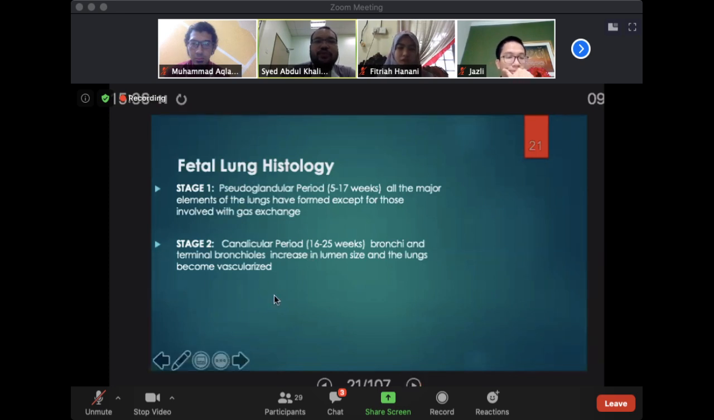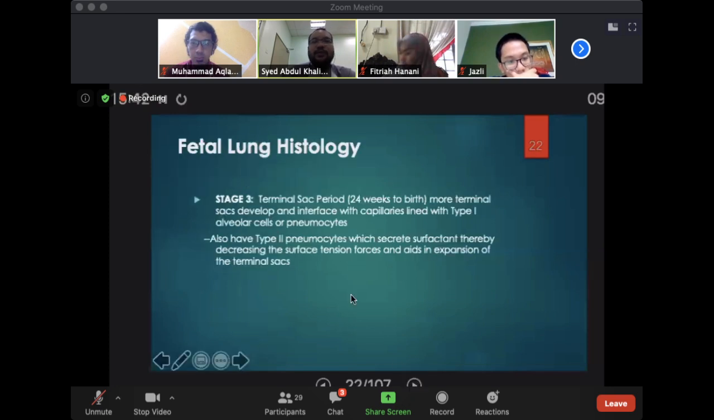So this is when the tissues that are involved in gaseous exchange start to develop. Stage 3, the terminal sac period, from 24 weeks onward. More terminal sacs develop and interface with capillaries, lined with type 1 alveolar cells or pneumocytes. Also type 2 pneumocytes, where type 2 is the one that secretes the surfactant. These all usually start from 24 weeks onwards.